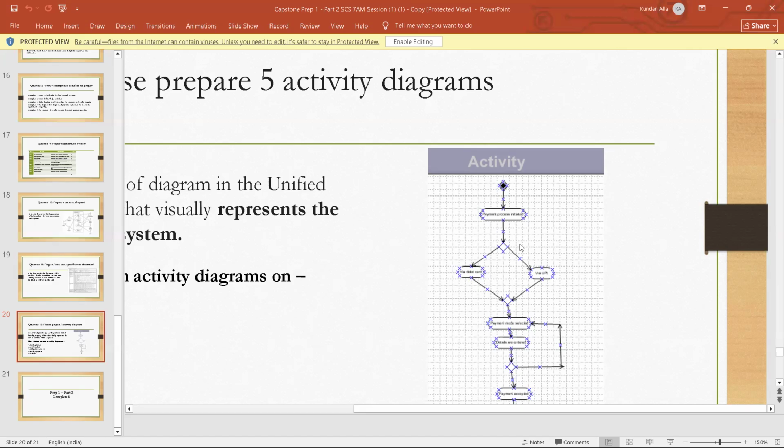When the system is showing any options, if you want to keep those options in the activity diagram, then you can go with branch and merge. This is the branch, where it splits the flow into two, and this is the merge. So via debit card and via UPI, there are two options. And after that, payment mode is activated.